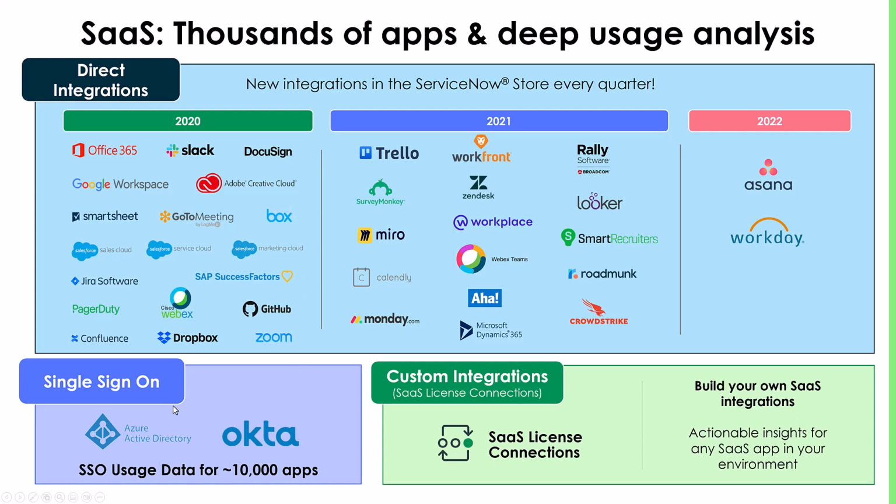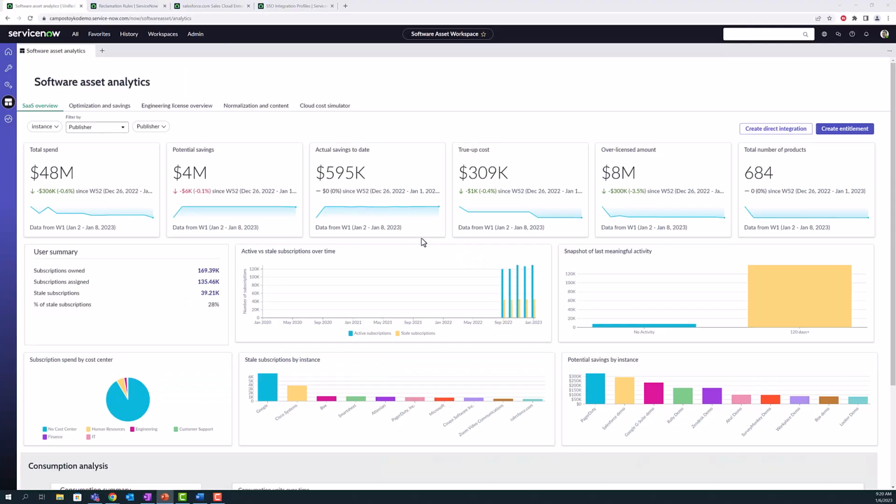Second option is single sign-on. So if you have Azure or Okta and you have single sign-on in your environment, we can bring in that integration and then bring in those SaaS products to, again, be able to capture the information in one platform to help you make decisions quickly and efficiently. The last option is a custom integration. So if they have an open API, then we can connect to that open API, again, bringing in that data that's important to be able to make effective decisions.